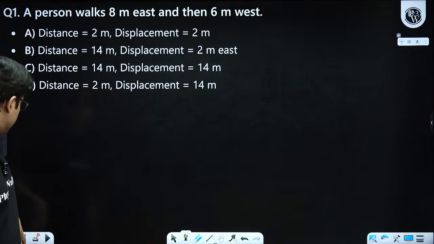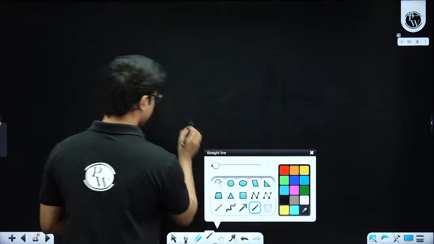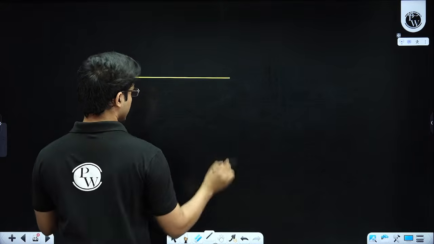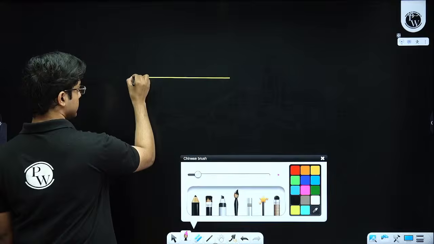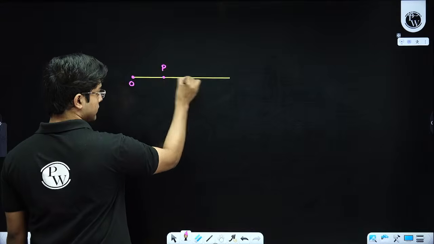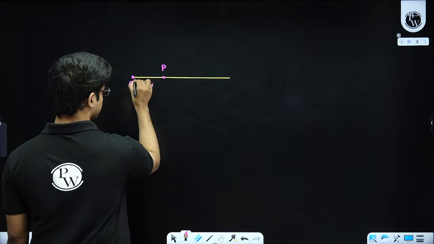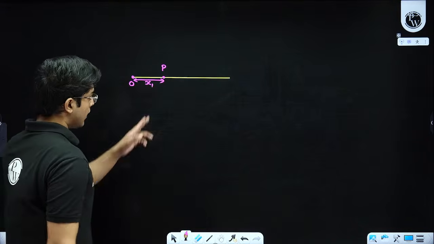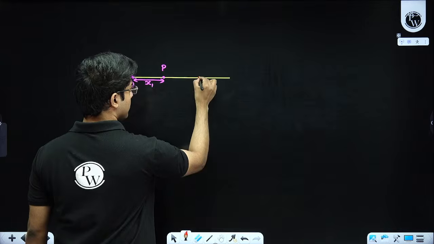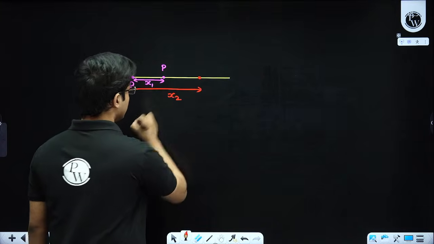Now before this, we will also discuss a relation between displacement and position vector, okay. So we are bringing back our x-axis, this is the origin, and we have some particle p that is moving, okay. At the start I am saying its x coordinate is x1, okay, and after some time, let's say it moves to another point where its new x coordinate is x2, okay.